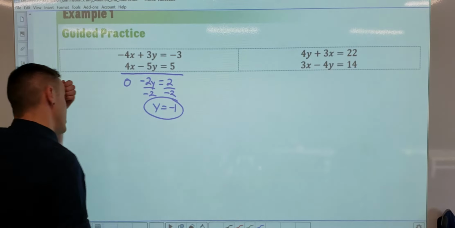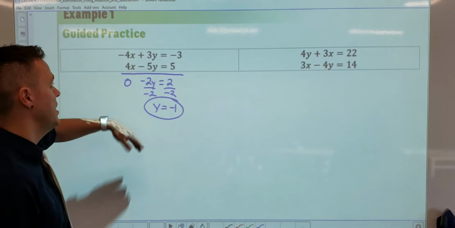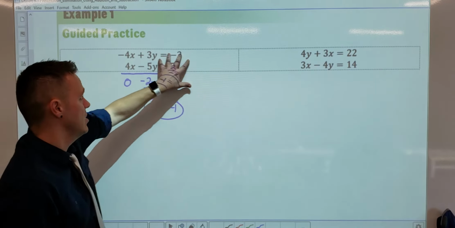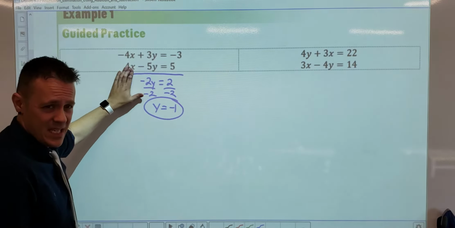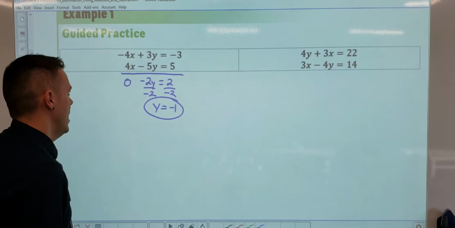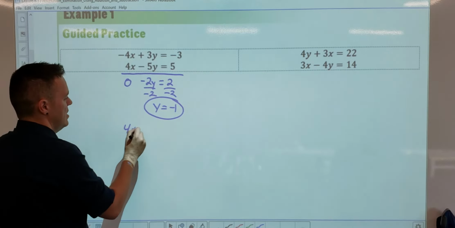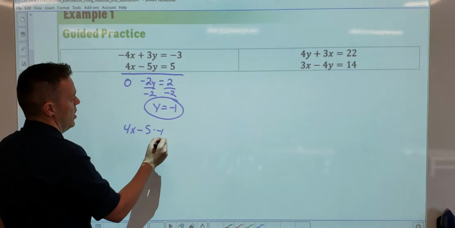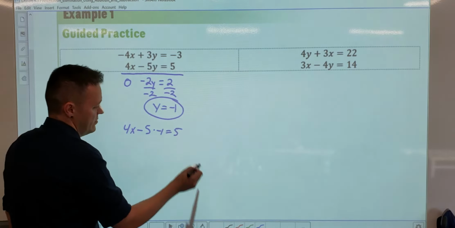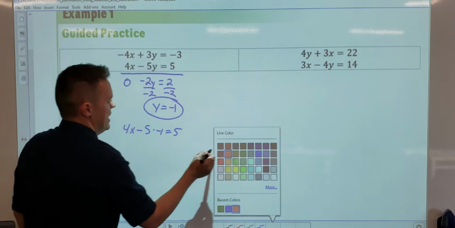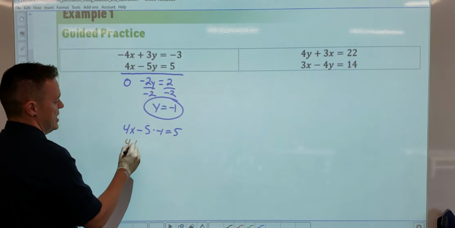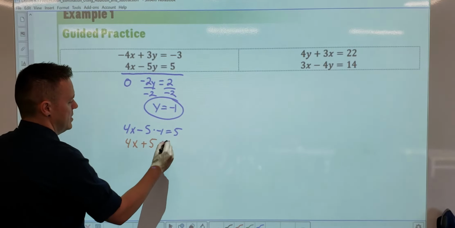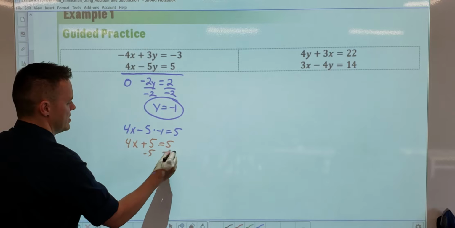All right, now you plug in a value, so it doesn't matter which one. Once again though, I'm going to try to stay away from this setup right here because I don't want my x, my 4 here, to be negative. So I'll go 4x minus 5 times negative 1 equals 5, okay? And you change the colors. So this is going to be changing because negative times a negative is positive. And subtract 5 from both sides.